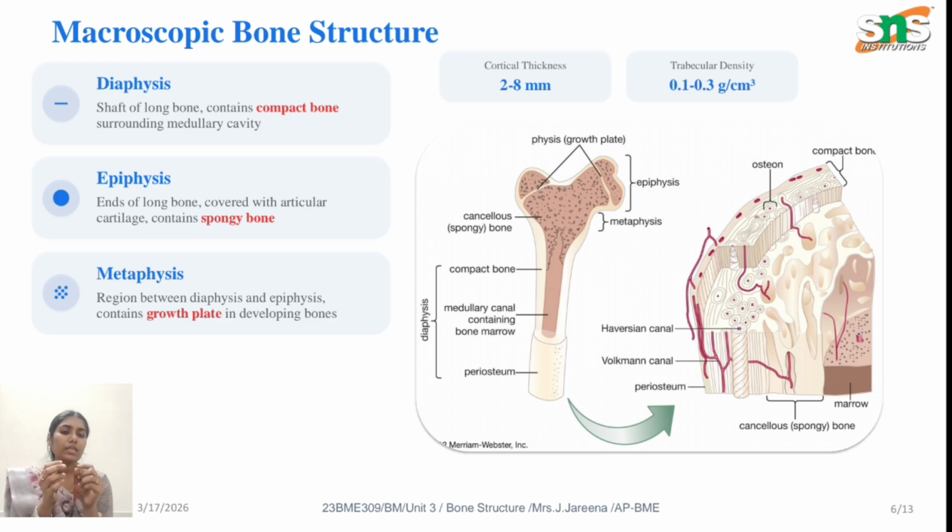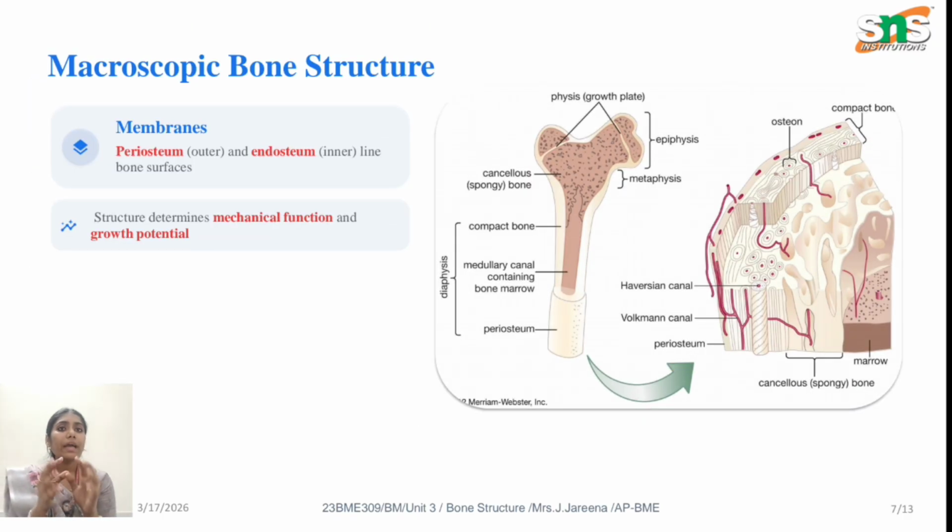And the metaphysis is something you can see in between the diaphysis and the epiphysis. That is where you can see the growth plate, where most of the bone cells are found for bone growth, for developing the bone. So these are the three major types in macroscopic structure: diaphysis, epiphysis, and metaphysis. Apart from these three types, you have membranes: periosteum and endosteum. The periosteum is the outer layer of the bone, and the endosteum is the inner layer of the bone.